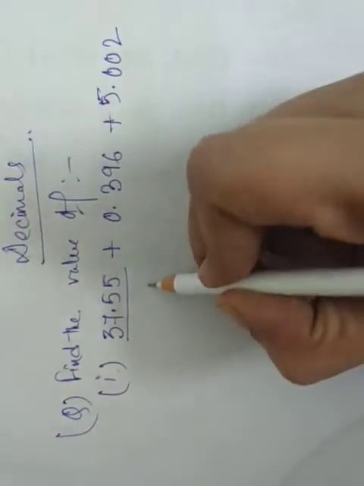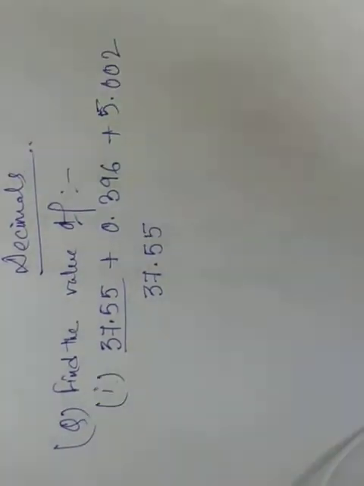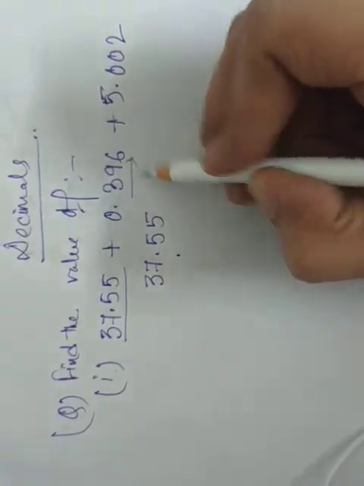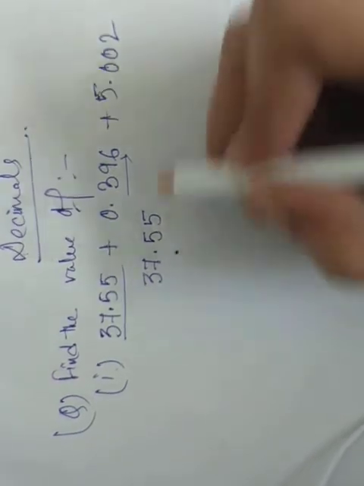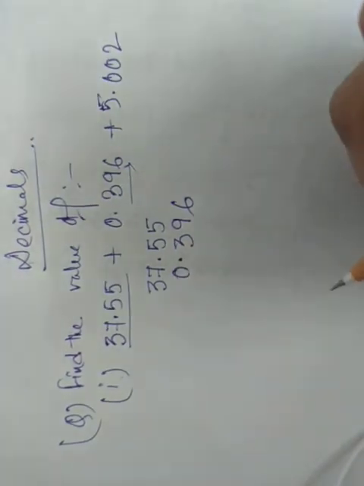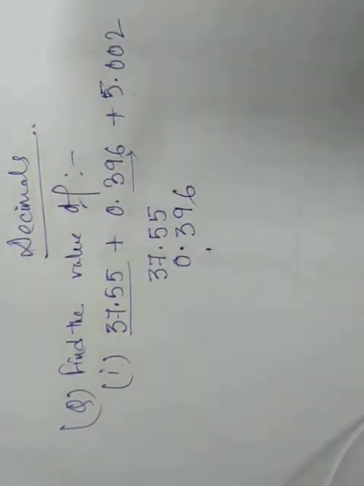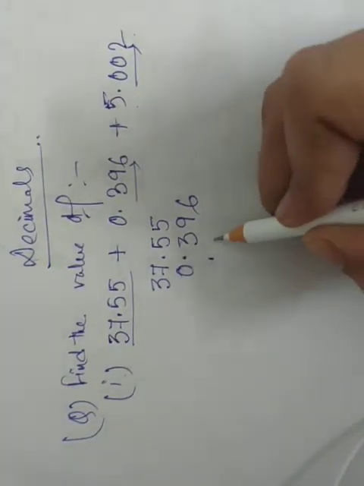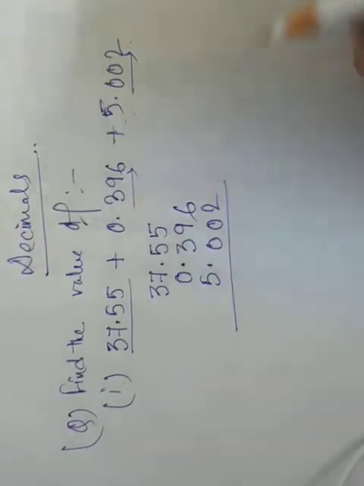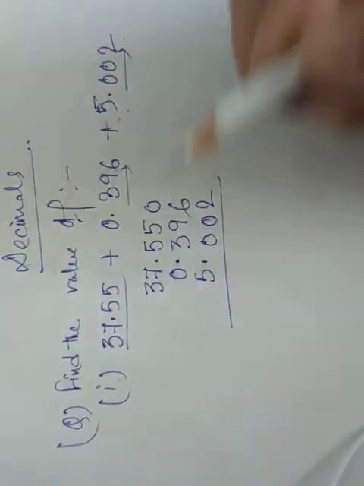First we will write 37.55. Next we will first write the point. Then we will see what is on the right hand side. On the point's right hand side, it is 3, 9 and 6. On the left hand side it is 0. Write it accordingly. Next, the next number, first write the point and then we will see what is on the right hand side. It is 0, 0, 2. On the left hand side it is 5. Now the leftover portion, where nothing is there we will write 0.